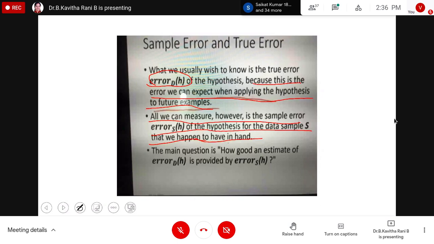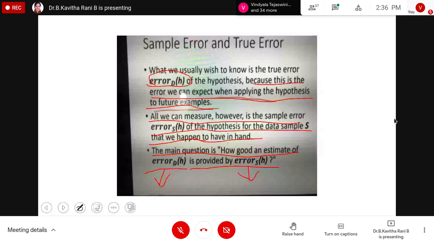So the main question is how good an estimate of error D of H, the true error, is provided by the sample error. We can estimate with that. So this is about sample error and true error.